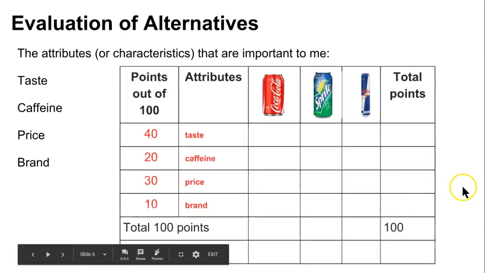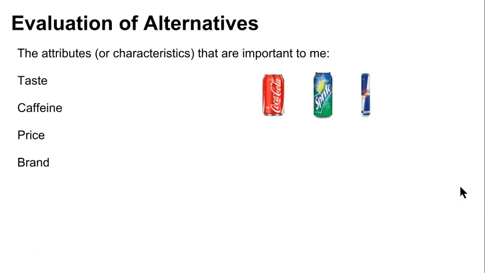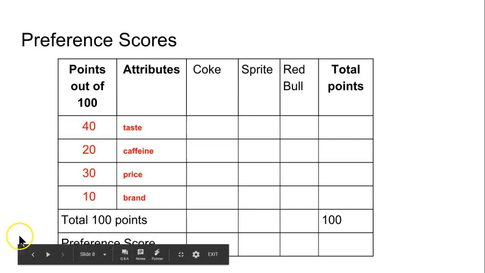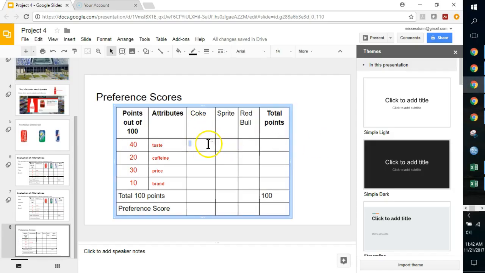The next thing I do is complete my table with the preference scores. I'm going to do this for you. Okay, now I have my table partially completed. Now I think about taste, 40 points, and I divide it by the 3 products. For me, Coca-Cola tastes the best. I don't think Sprite tastes very good, and I don't think Red Bull tastes very good either. Then I think about caffeine. Both Coke and Red Bull have quite a bit of caffeine, so I'm going to assign them 10 each. Sprite has 0, so I'm going to put 0.